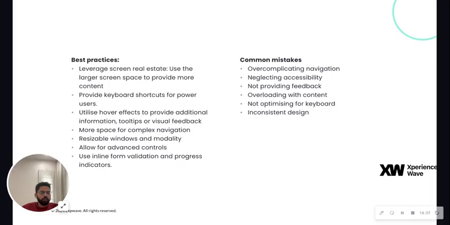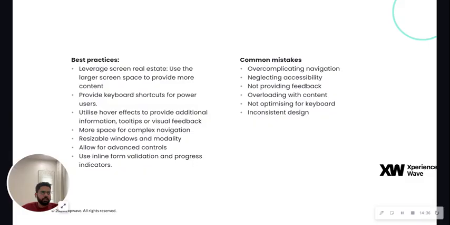Next is making use of keyboard shortcuts, especially for power users. You will have to make common tasks like saving, copying, or maybe even undoing actions available through keyboard combinations, such as we make use of Control plus S for save, Control plus C for copy, and Control plus Z for undo, redo as well.